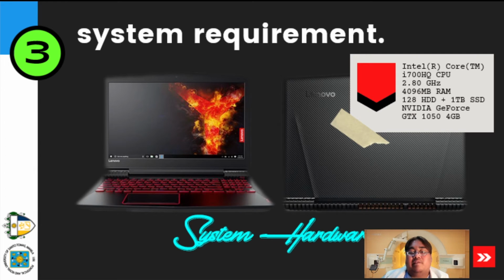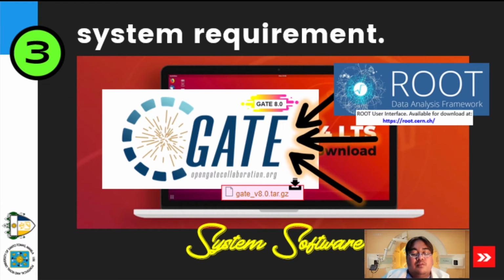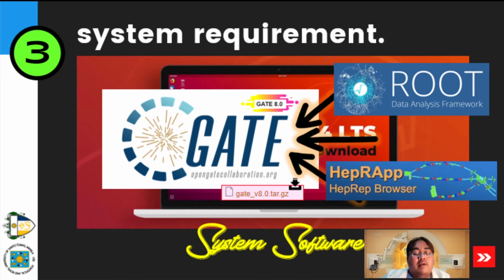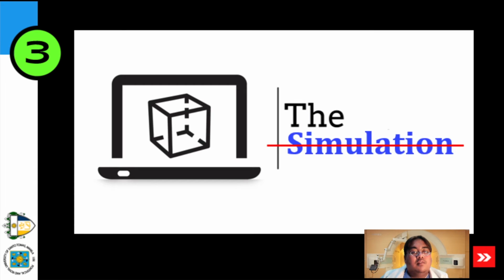Okay, so, system requirements. This particular simulation needs a 2.8 gigahertz processor or better, running a Linux Ubuntu operating system. Alongside the GATE software package, three other known dependencies need to be downloaded as well. Number one is the ROOT plotting system, which is needed for post-processing and, of course, plotting. We also have the HepRApp browser as well as the Qt browser for the external and the internal visualization, respectively.